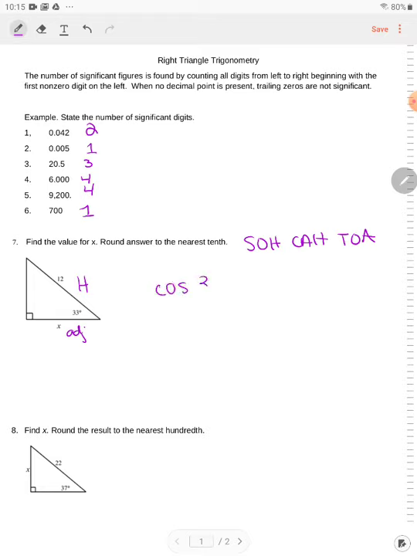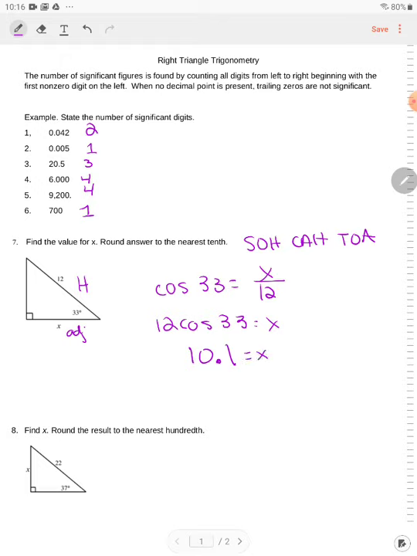So I'm going to say cosine of 33 is equal to x over 12. Then using algebra, you multiply each side by 12. So 12 cosine of 33 is equal to x. If we type that in our graphing calculator or scientific calculator, 12 cosine of 33 is 10.06, which becomes 10.1. And we have no units. We would put the units if we had them.